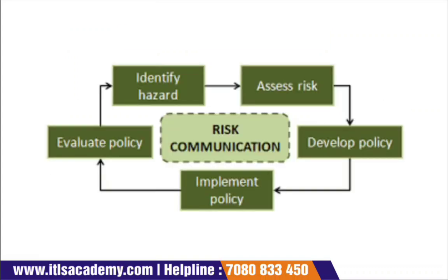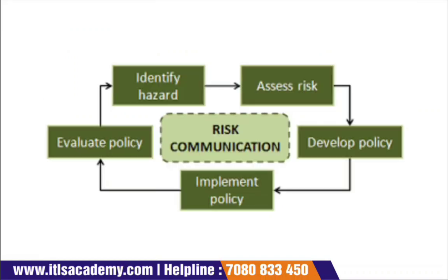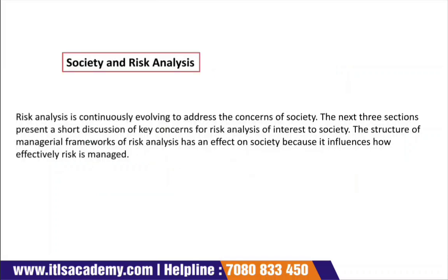Now comes the question: what are the major foodborne illnesses and why are they caused? Why am I saying this? Because whenever there is a risk in any food, of course the risk will give you a disease, that is a foodborne disease. Now, how does risk communication do it? You have to identify the steps. After identifying the hazards, you assess the risk. After you assess the risk, you develop certain types of policies. After developing the policies, you implement those policies and you evaluate that policy. So this is how risk communication takes place. Again repeating: you identify the hazards, then you assess the risk, then you develop the policy, then you implement the policy, and after that you evaluate the policy.